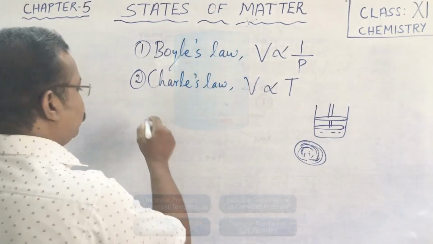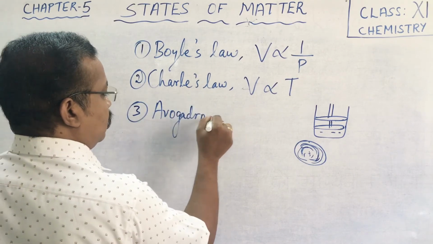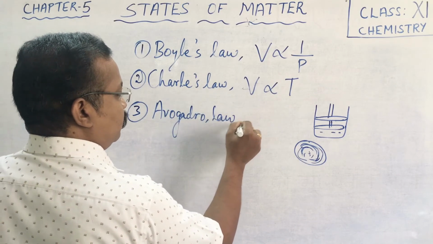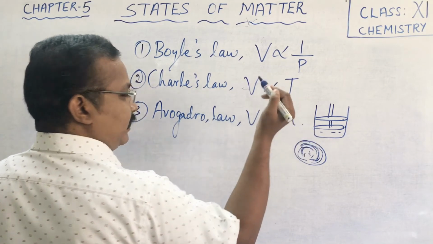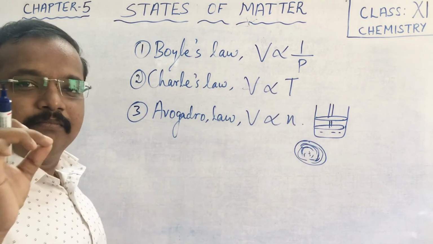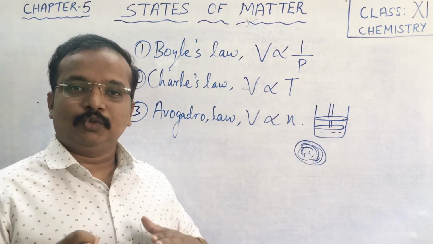And according to Avogadro's law, volume is directly proportional to N. N means number of moles of substance. Volume is directly proportional to number of moles.